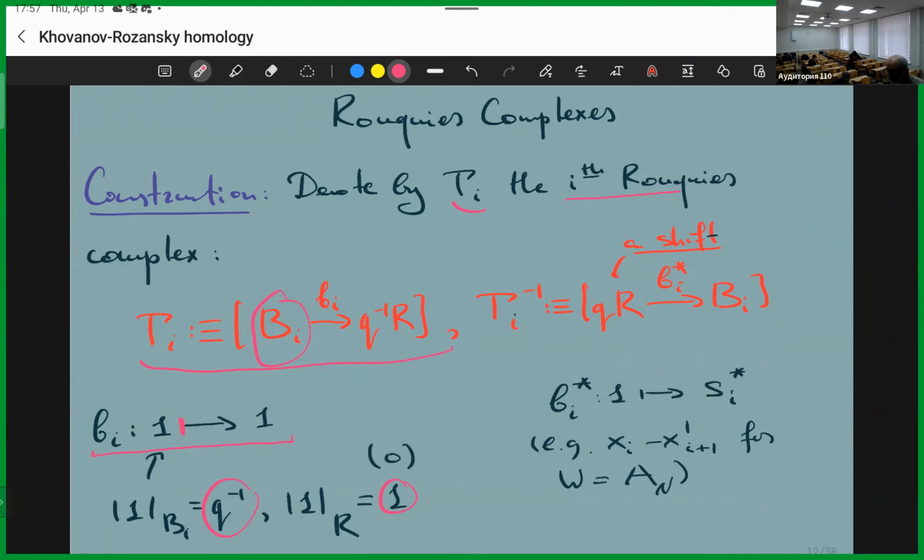Okay, so you define BI as the only mapping that takes one to one, but shifts the gradient, yeah? Yeah, we have to shift the gradient on the nose so that it's a morphism of graded bimodules of degree zero.